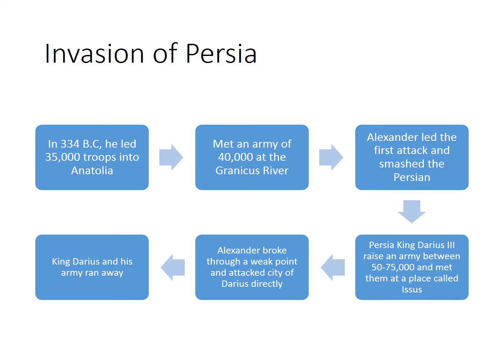In 334, he led about 35,000 troops into Anatolia, which is a region in Persia. He met an army of 40,000 Persians who were quite strong, but Alexander, being a fearless king, led the first attack and smashed through that Persian army. At the time, the Persian army was being controlled by King Darius III, who retreated, brought some more men, and came back to attack Alexander with anywhere from 50 to 75,000 men. Huge numbers. Alexander, again, was able to break through those numbers, and he attacked Darius's city directly. King Darius got scared, as anyone would, retreated, and ran away.